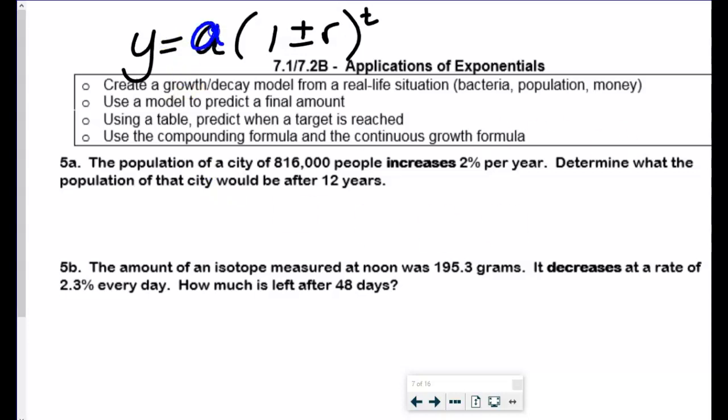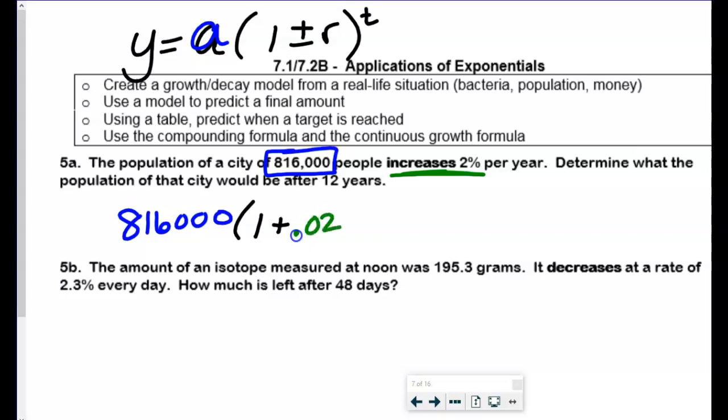So the initial amount in this first question is a population of 816,000. And then in your parentheses, it does say increasing, so it's 1 plus increases by 2%. The 2% is the problem for most kids. It's 0.02. Remember, if you're trying to convert that to a decimal, you can either take 2 and divide it by 100, or some of you are just simply moving the decimal point over 2 times, but I find that some of you are not doing that right, so be careful.